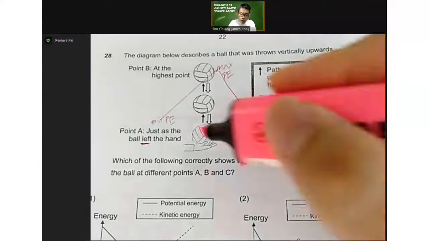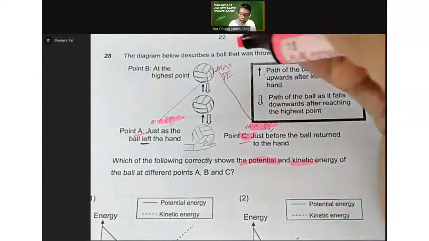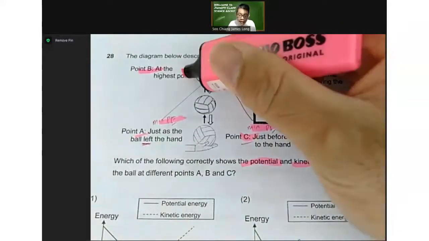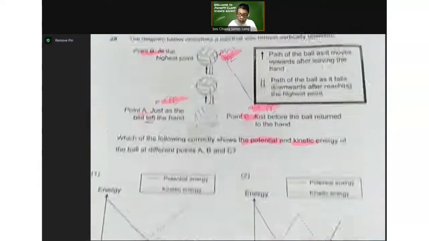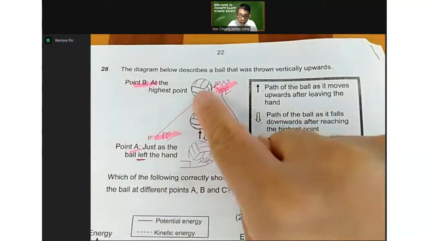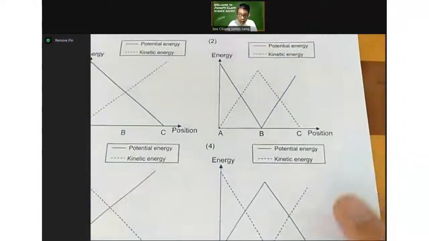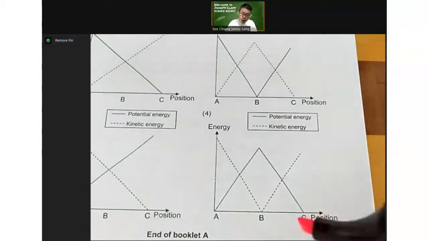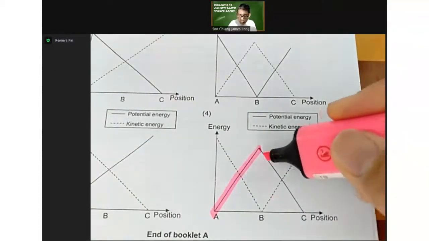So I'm thinking at point A, it should be minimum. At point C is minimum PE. And at point B, which is here, is at the highest point, maximum PE. Let's take a look. So I think the graph should look like this for the solid line potential energy. This is the only one. At point A, starting point, lowest, go to the highest point at point B before falling down again.